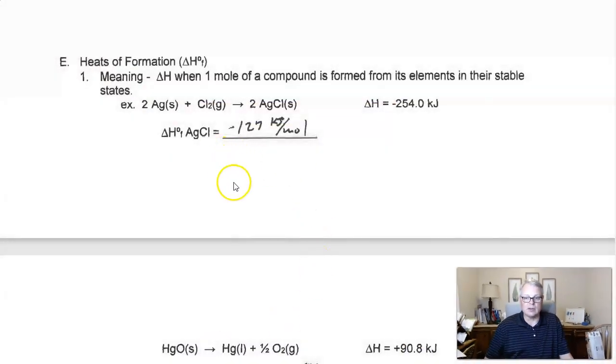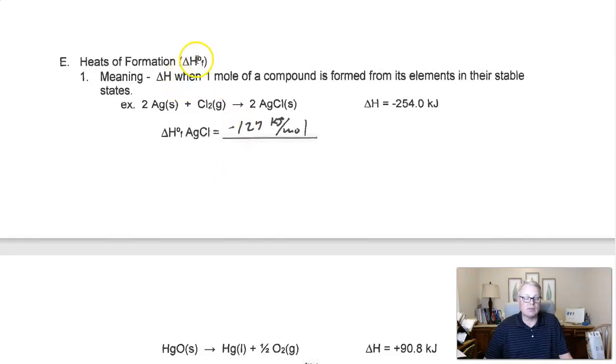So let's take a look here. What exactly is a heat of formation anyway? Well, heat of formation is what this little delta H with the little f is. This is the delta H when one mole of a compound is formed from its elements in their stable states. And that is at 25 degrees Celsius and 1 atmosphere pressure. Those are called standard conditions, and that's what this little circle means up here.